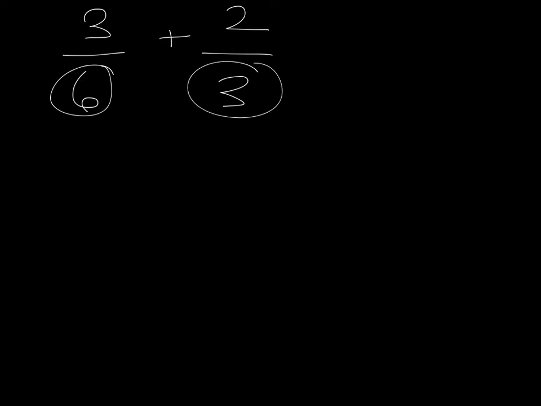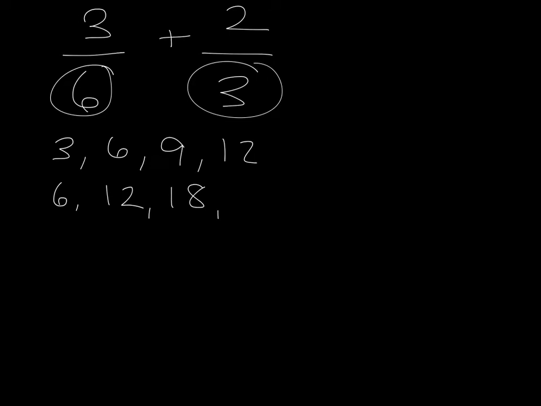However, what do we do when the denominators are different? When the denominators are different, we have to make sure that we change them to the same number. So what we do first is we find common multiples. And if you remember, we did that way back at the beginning of the year. So multiples of 3 would be 3, 6, 9, 12, etc. Multiples of 6 would be 6, 12, 18, etc. So you have to find a common one.